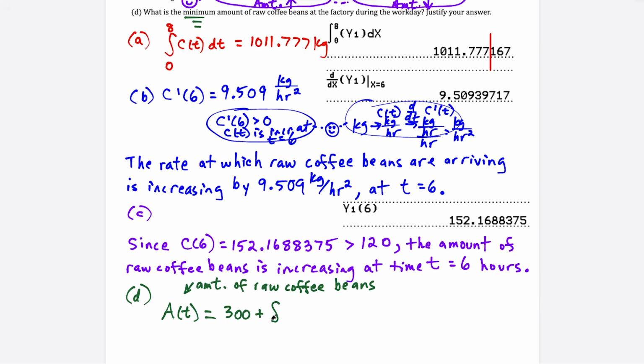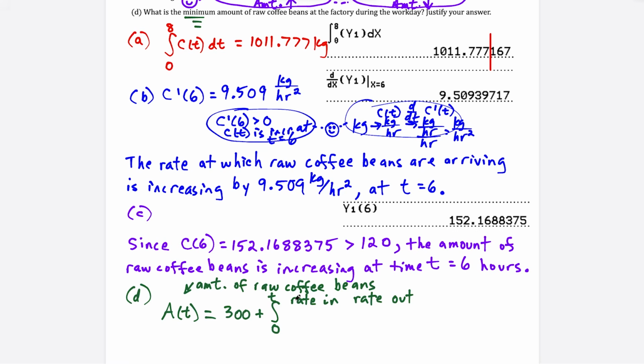And now we're going to add the integral going from 0 to t, because A of t is a function of time. And now this is where we have to consider the rate in minus the rate out. Because if you think about it, the amount of coffee at the factory, we would find by saying how much coffee shows up minus how much coffee the workers roast.